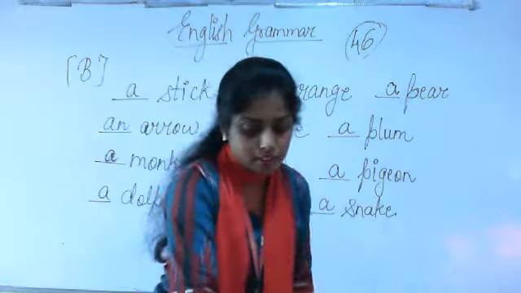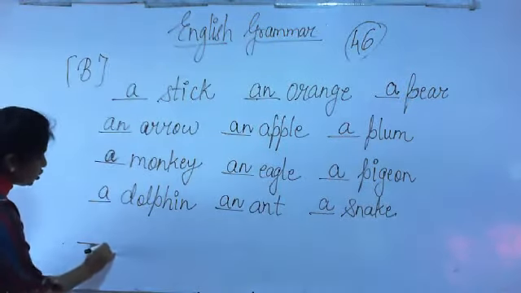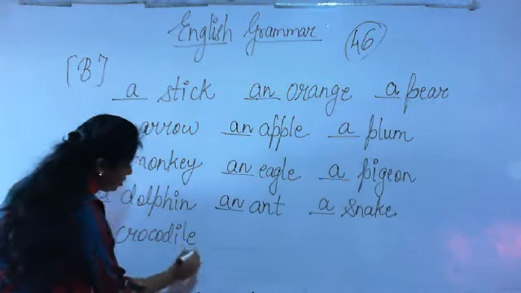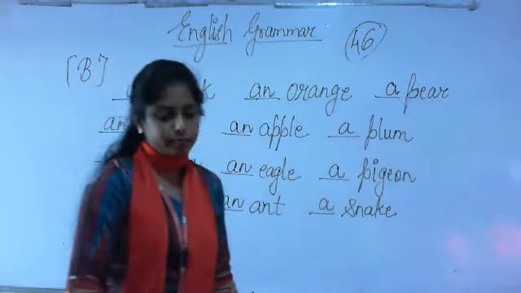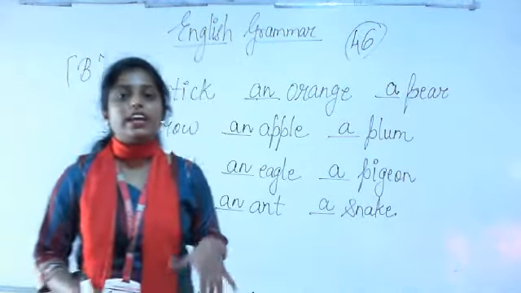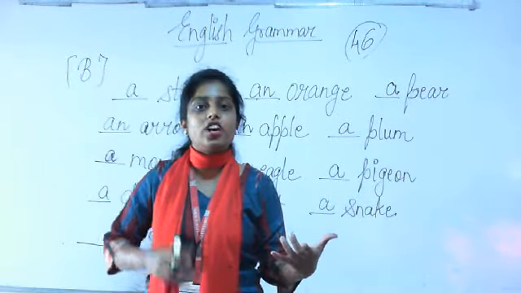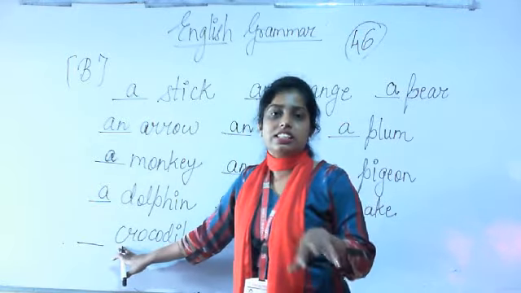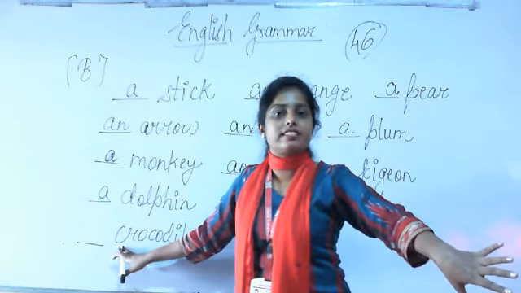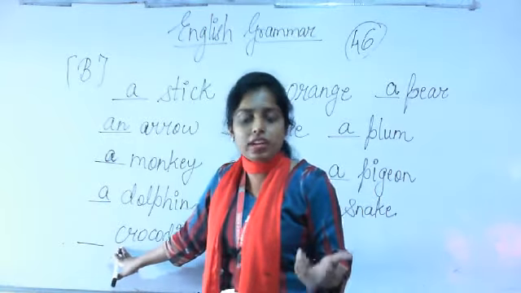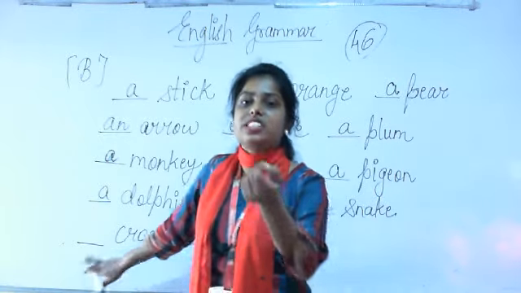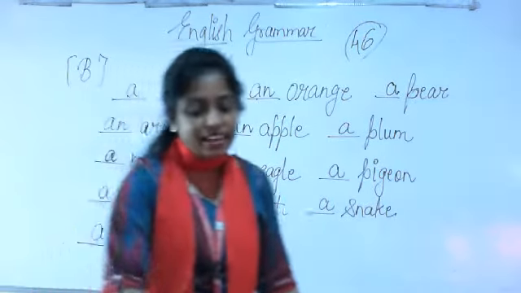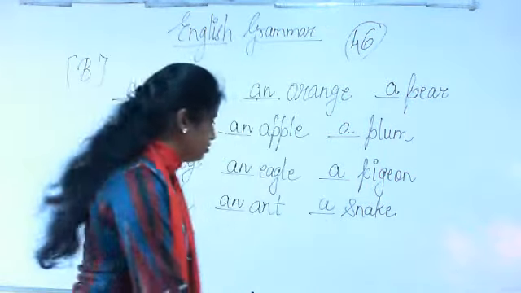Okay. Then dash crocodile. C-R-O-C-O-D-I-L-E. Crocodile. So, a crocodile or an crocodile? C sound. It is not in the vowels, right? It is a consonant sound. So what are we going to use? We are going to use a with it. A crocodile. Okay?